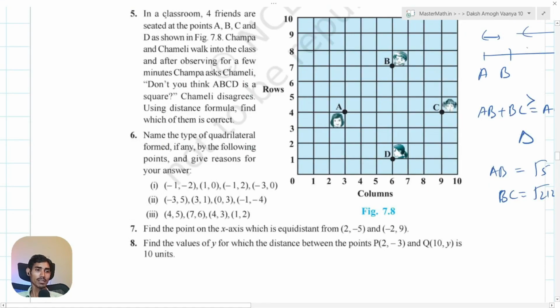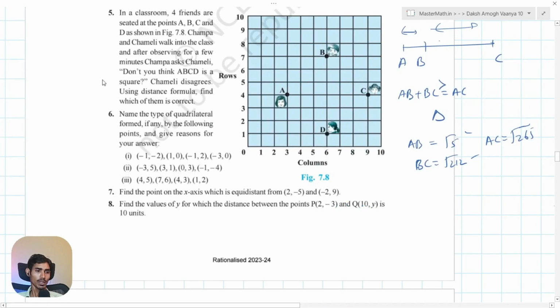Okay, in that case, you can continue with this question yourself. I'm just sharing one or two things that you could try as homework. The concept is distance formula. You can apply it to a lot of other things.